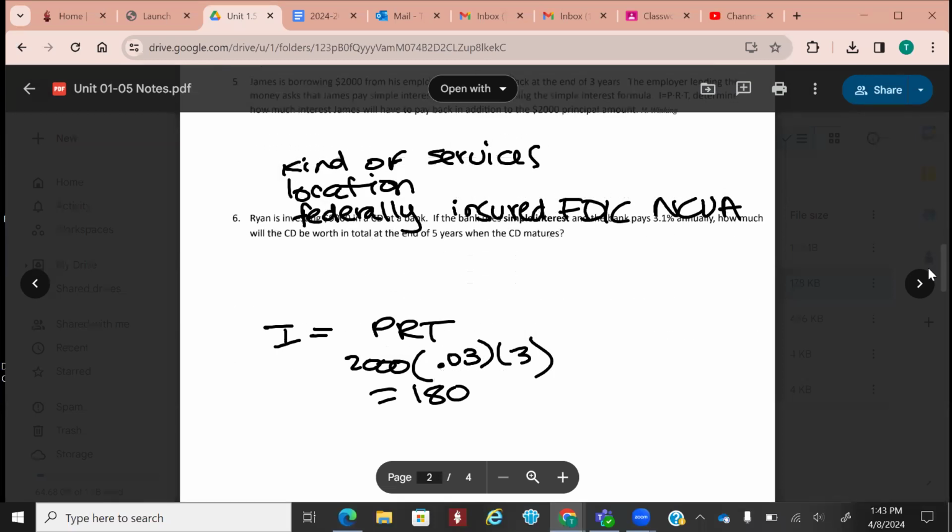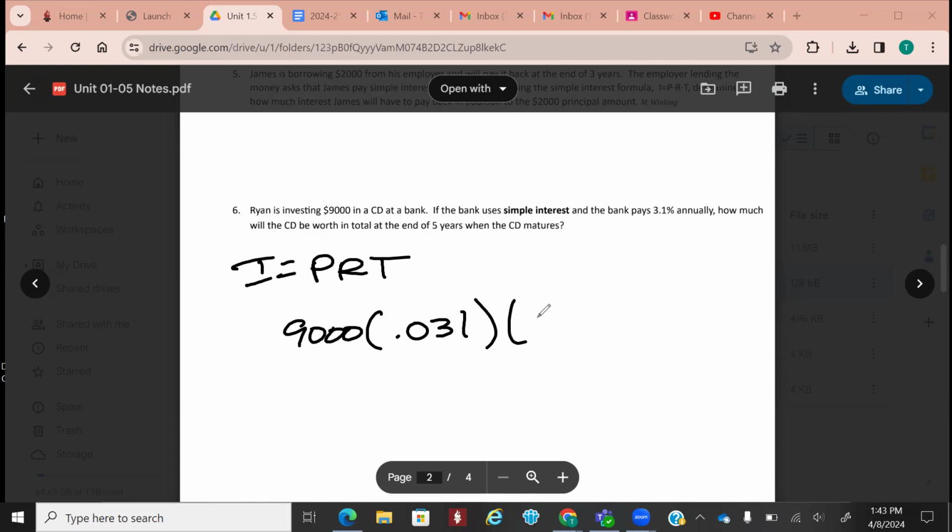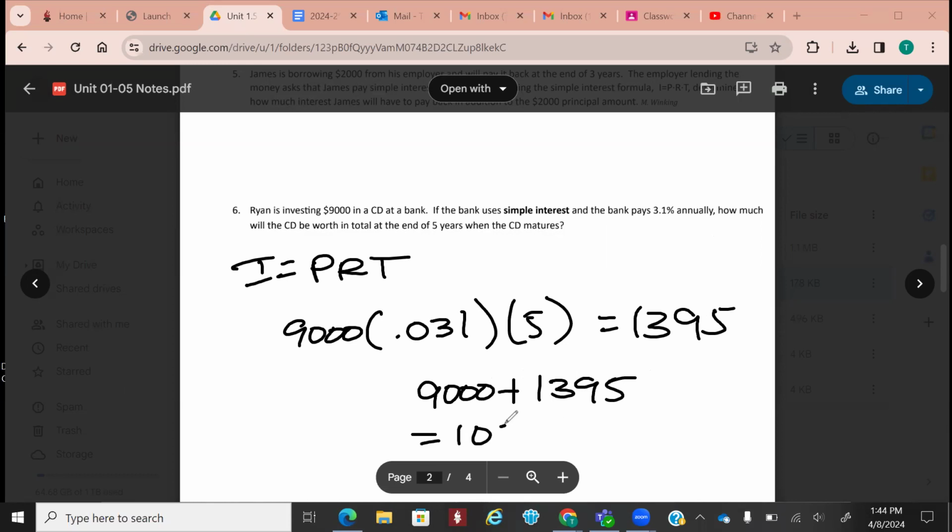Okay, and the next one says Ryan is investing $9,000 into a CD at a bank. Okay, if the bank uses simple interest and the bank pays 3.1% annually, how much will the CD be worth at the end of 5 years when the CD matures? So again, same formula. So 9,000 times 0.031, because that turns into a decimal. And then we're going to multiply it times 5, and that gives us 1,395. Now, the CD will be worth 9,000 plus the 1,395, which is going to give us 10,395.